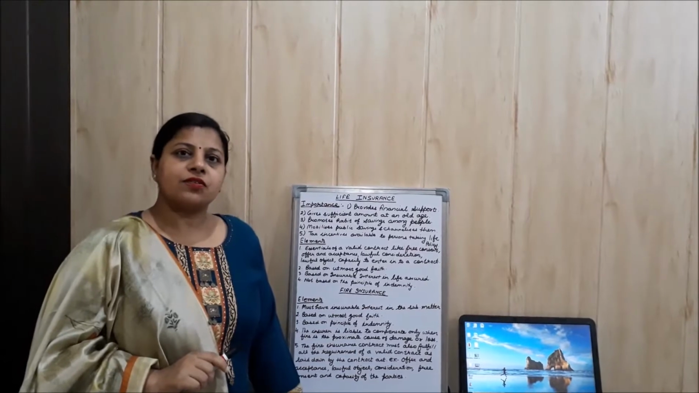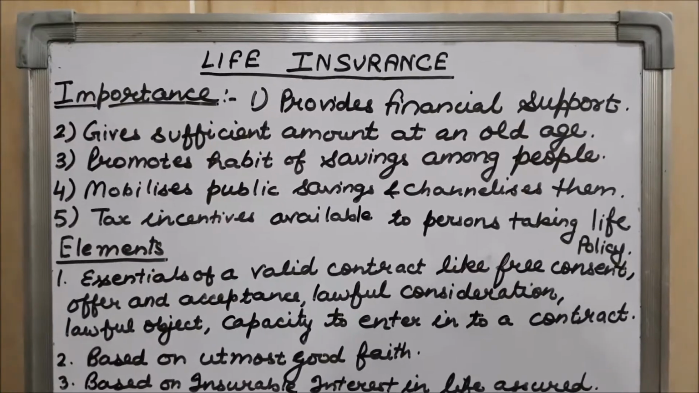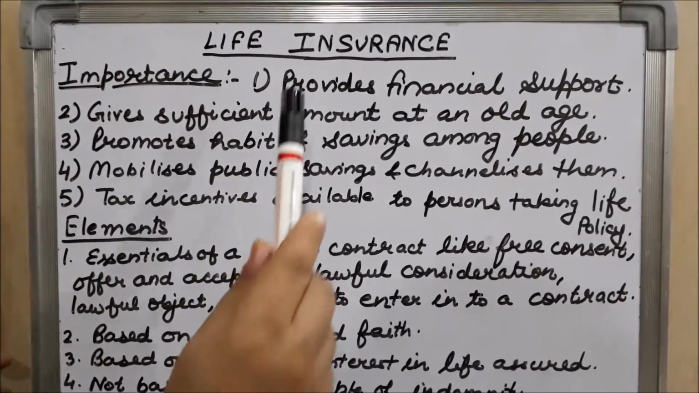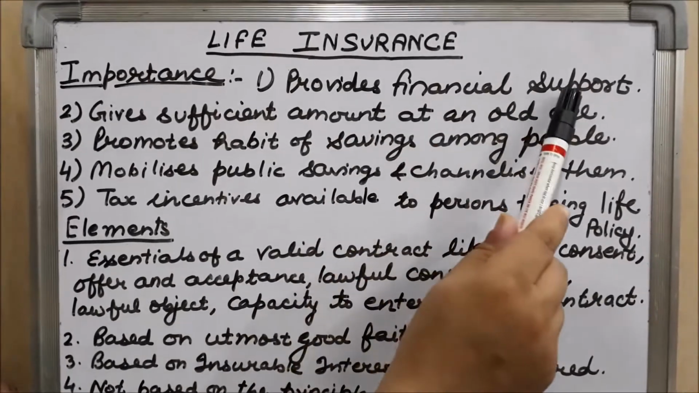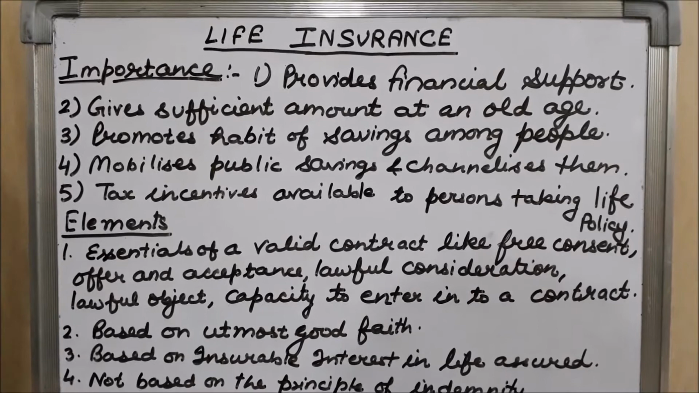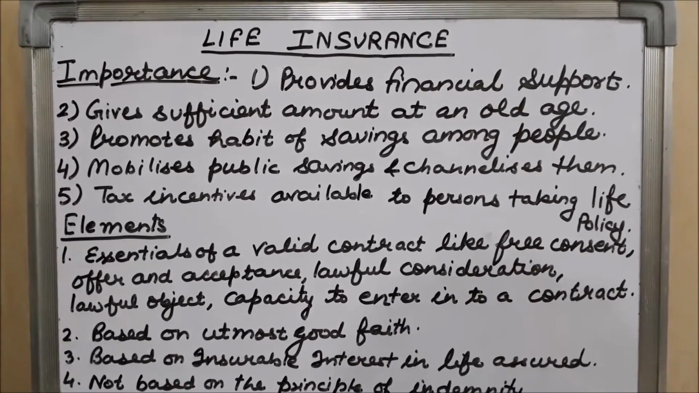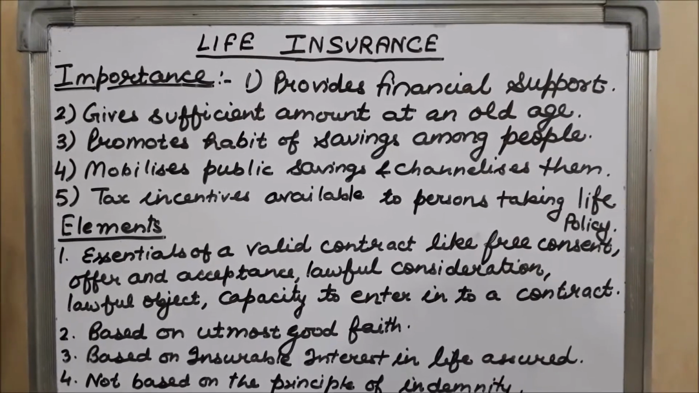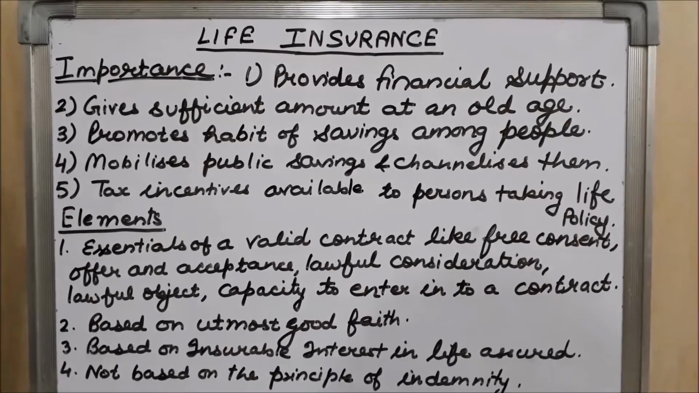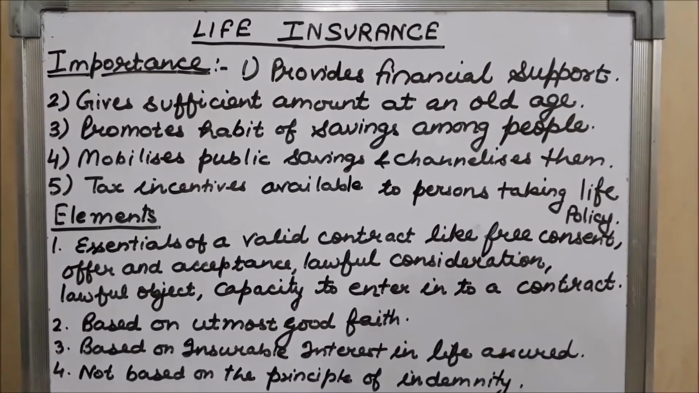Now I will discuss with you the importance of life insurance. So, students, the first importance is that it provides financial support to the family members at the time of death of the insured. If the insured dies, then the insurance company provides compensation to the family members. That compensation works as financial support to the family members after the death of the insured.